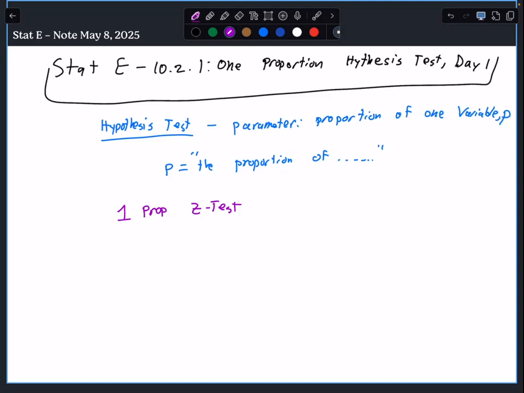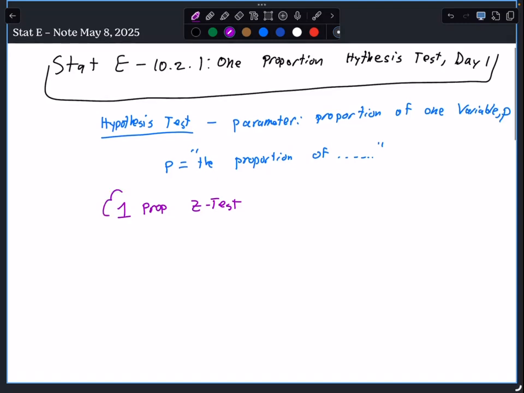And the test, because we are doing a hypothesis test. So a one prop Z-test is a one proportion hypothesis test that's using the normal model. So this is important because this is how it's identified in your calculator.